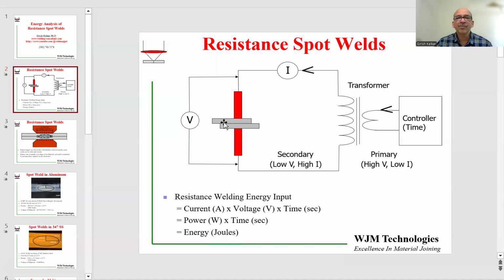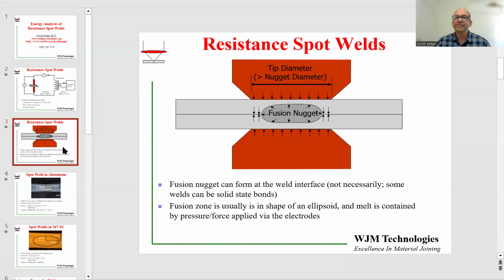Now, what exactly happens when you make a weld between two parts? Here I'm showing you a schematic of two sheets of metal being welded with two electrodes. And we can see that a fusion nugget has formed. A fusion nugget is a volume of metal which actually melted during the weld. And as the weld cools down, the molten metal solidifies. Not all welds produce a fusion nugget. There are resistance welds which produce a solid state bond, but for this type of analysis, it was easier to use samples or examples where you actually form a nugget for doing this analysis.